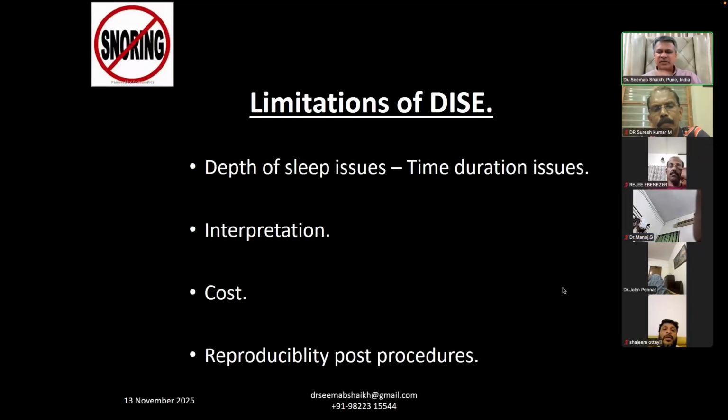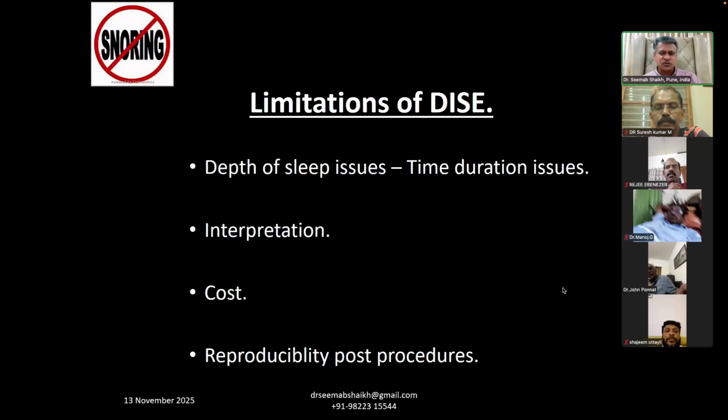DICE also has limitations, just like MRI and every other thing, that we don't know the depth of the sleep issue. And every time I'm invited to a chest forum, this used to be, not anymore, but this used to be their biggest ace of spade card against me, by telling me that when you're doing a DICE, you don't know at what depth you have put the patient in anesthesia, and therefore there are issues. Interpretation, like I said, now has become easy.